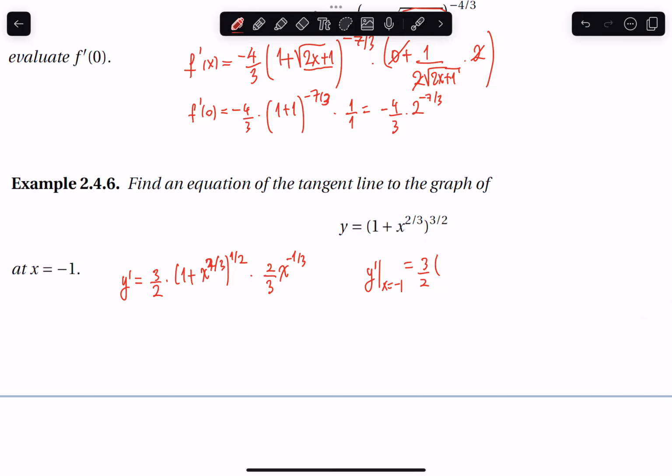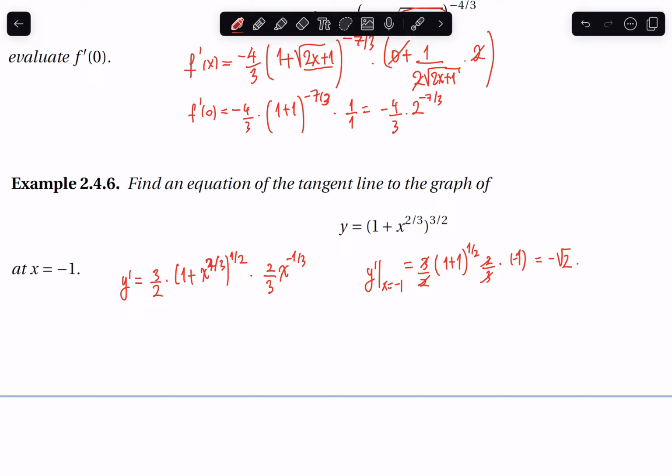So when we put x equals -1, we get 3 over 2. So this term becomes (1 plus 1) to the power 1/2. And this is 2/3 times -1 to the power minus 1/3, so the cube root of -1 is -1. And this becomes -1. Okay, so we can cancel out these terms. So this is minus square root of 2. So this is the slope.